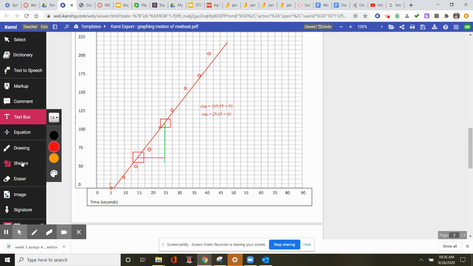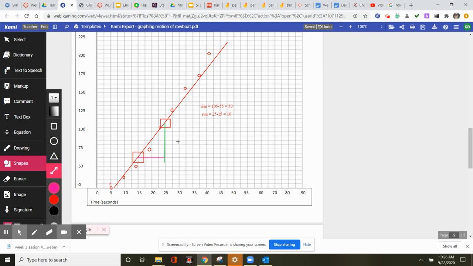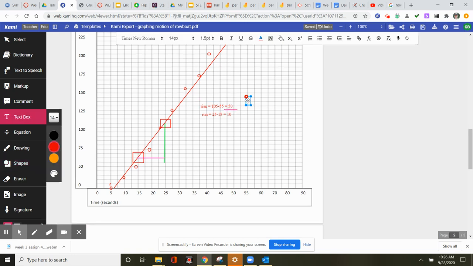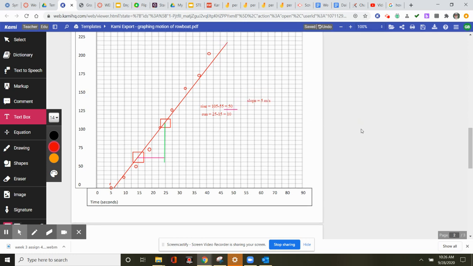So I'm going to draw a line. Good thing I did a bunch of it ahead of time. This would take forever. I know, it's a long assignment. 50 divided by 10 is equal to 5. So our slope equals 5 meters per second, which I think was what the intended answer was supposed to be. If you got around 5 meters per second, congratulations.